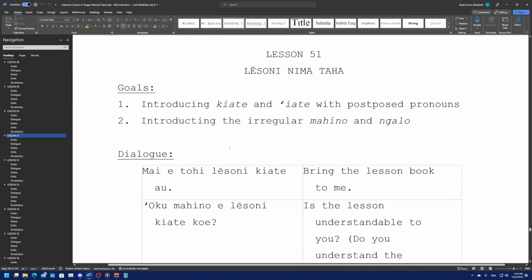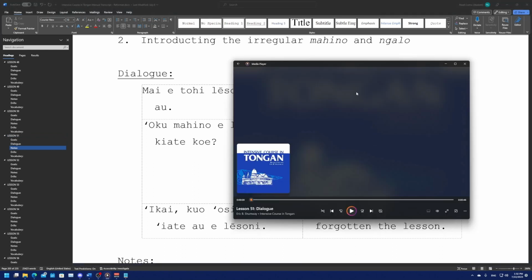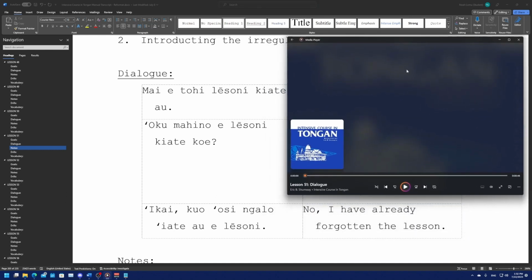The recording's up. So 51 is yate and yate with post pronouns, and also mahino and ngalo, which are used not exactly as you would expect, but they mean remember and forget, or understand and forget. So here's the dialogue, and we can listen to this. This will be a native Tongan going through the dialogue.